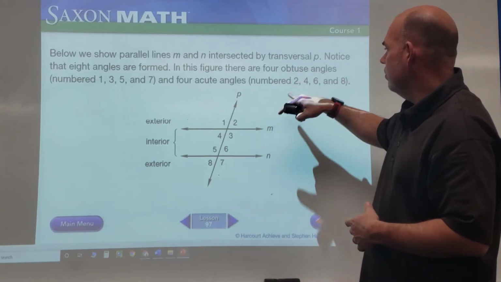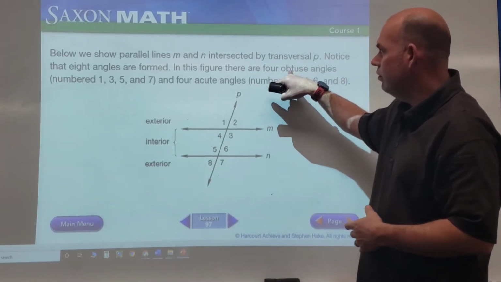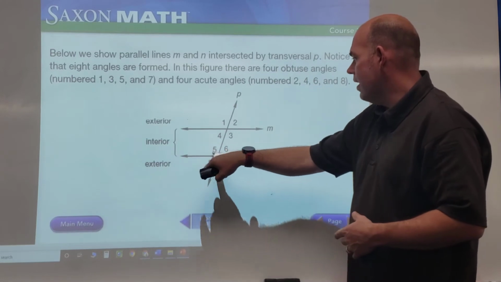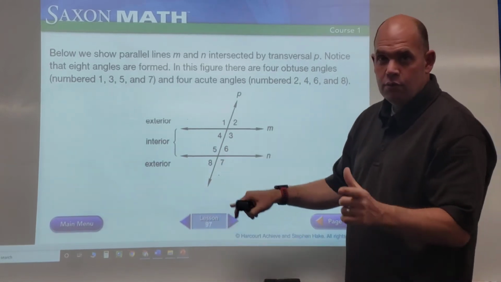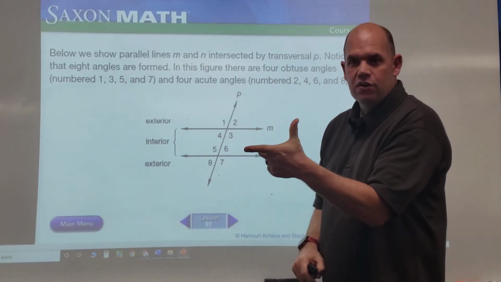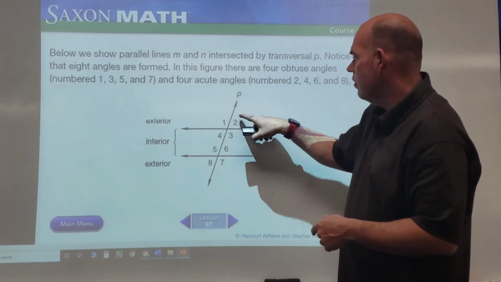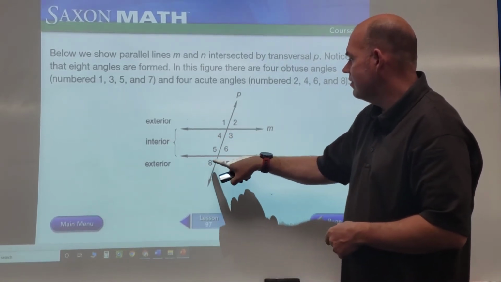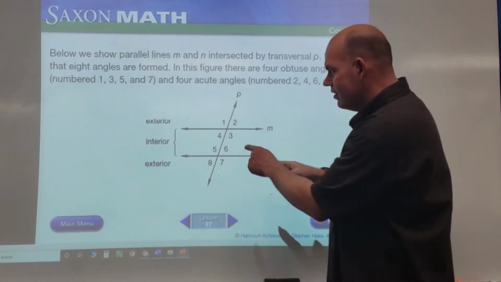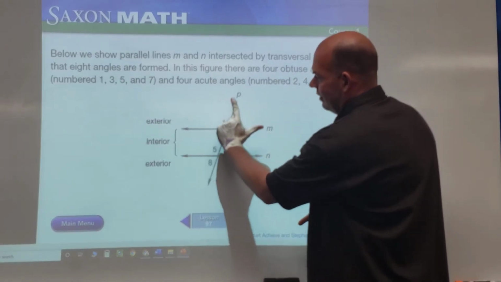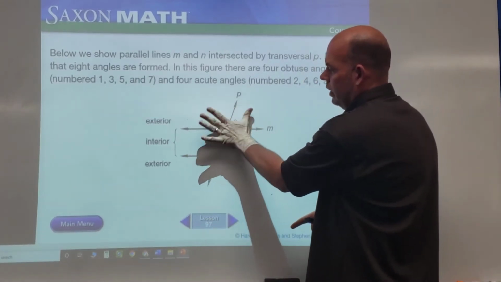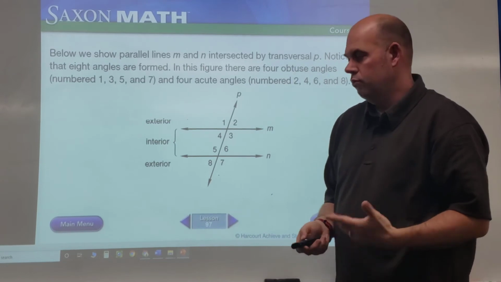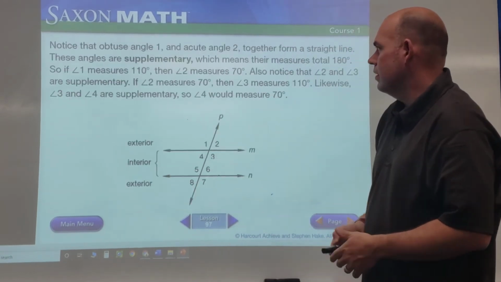Now with this, we've got 4 obtuse angles, 1, 3, 5, and 7, and 4 acute. Remember, obtuse is more than 90 degrees, acute is less than 90 degrees. So 2, 4, 6, and 8 are less than 90 degrees. And you can see that just by looking at it. That's less than a right angle, whereas 1 is greater than a right angle. So that totally makes sense.